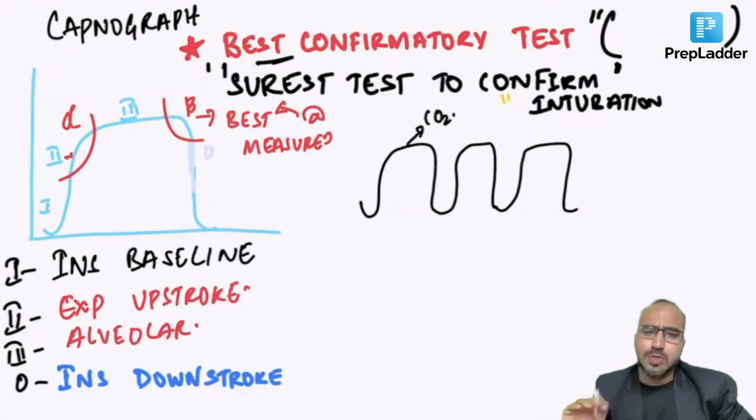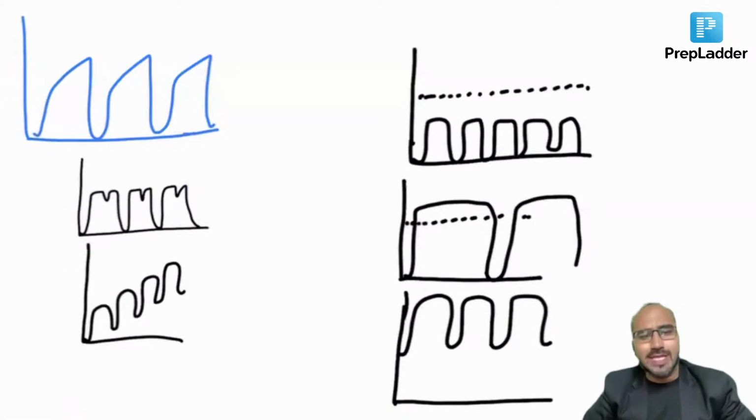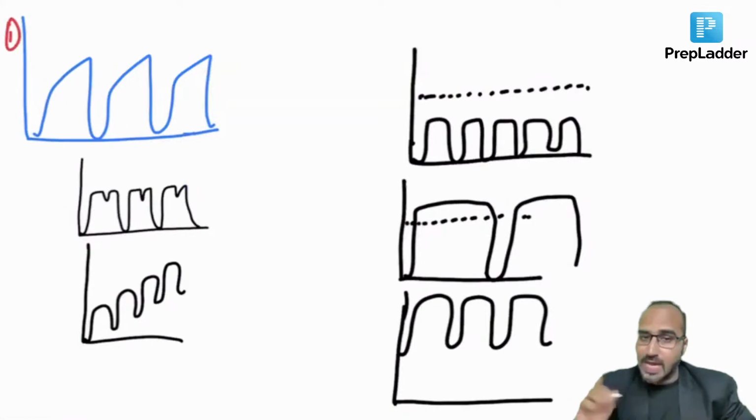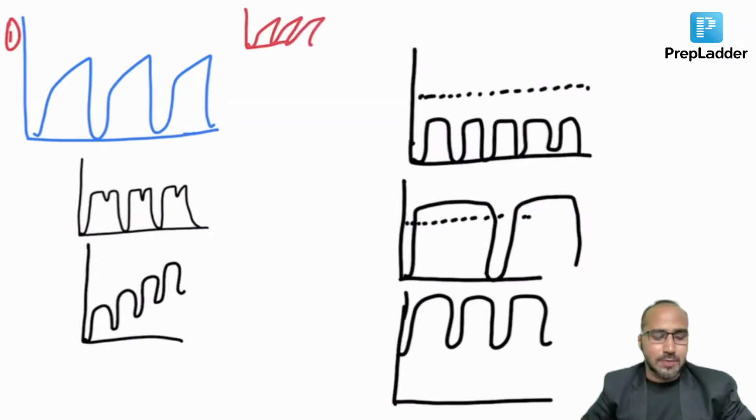Okay. Now this is the capnograph. Now we'll just brush up through the capnographs, guys. Different kinds of capnographs. Just look over here. I have already drawn the capnograph. This is the first capnograph that you see. Remember, normal capnograph I have already shown you. When you see this kind of capnograph, is it normal or abnormal? It is abnormal. Abnormal means what, guys? What is happening over here? It looks like a shark fin.